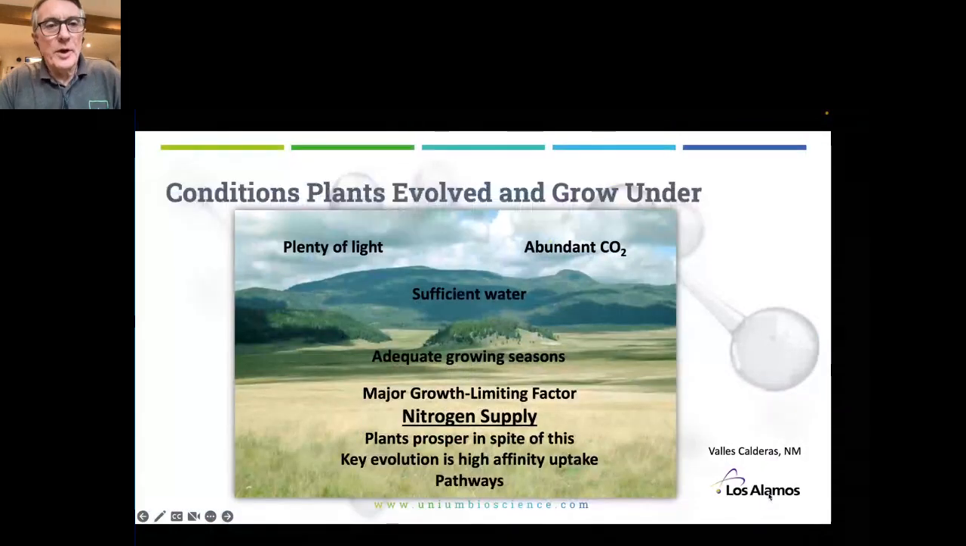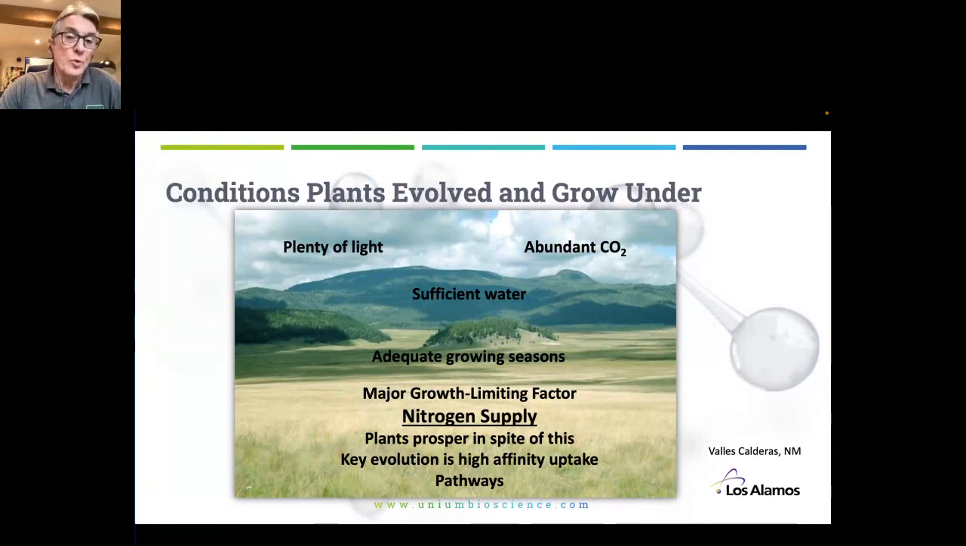So let's look at where plants start and where they evolve from. A quick refresher, really. They've always had plenty of light. They've always had sufficient water in general, abundant amounts of CO2. They've grown in atmospheres way more than we have now, so that's not an issue for them. Often they've had adequate growing seasons, but the major growth limiting factor has been the supply of nitrogen.